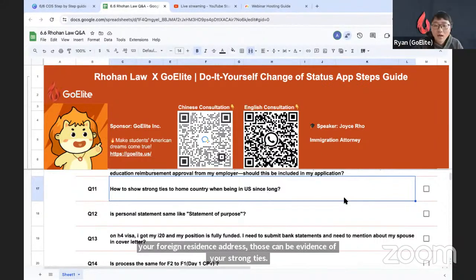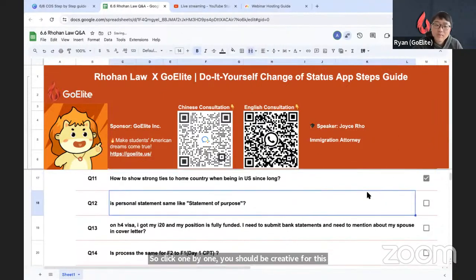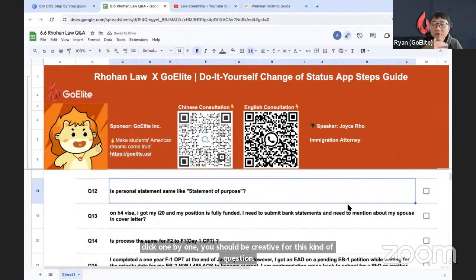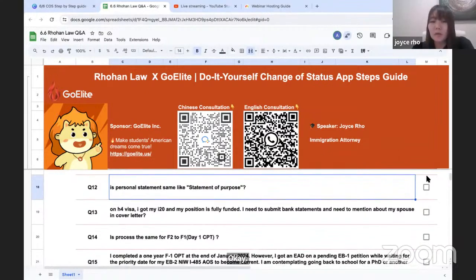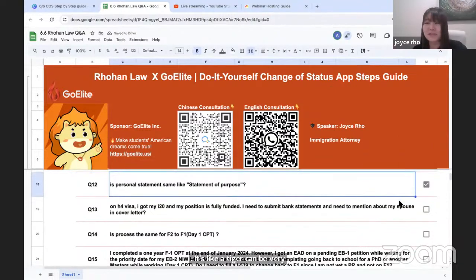For sure. Moving on, this question could be very brief. Is a personal statement similar to a statement of purpose? Yes, pretty much the same. The title can be different depending on the situation.